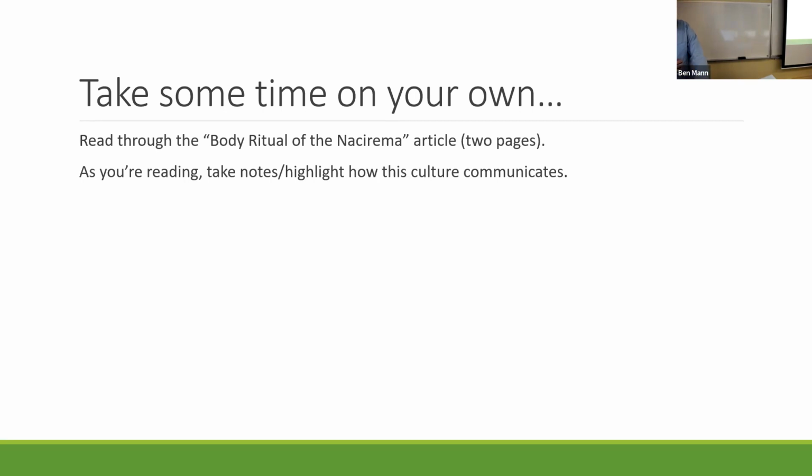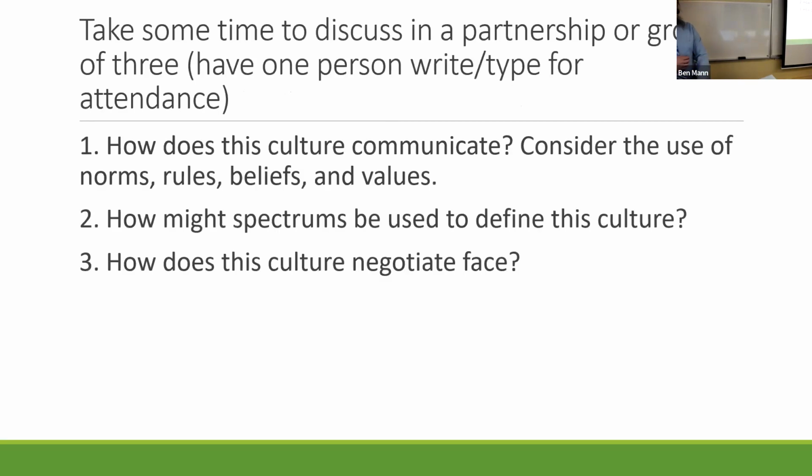Once you've finished looking through this reading, what I'd like you to do is to find a partnership or group of three. Have one person write or type for attendance and take some time to answer these questions. How does this culture communicate, considering some of these aspects of culture? How might these spectrums that we've talked about, like power distance and context, be used to define this culture? And how does this culture negotiate peace? So take some time to chat about this, write down some of your responses, and then we'll talk about that together.